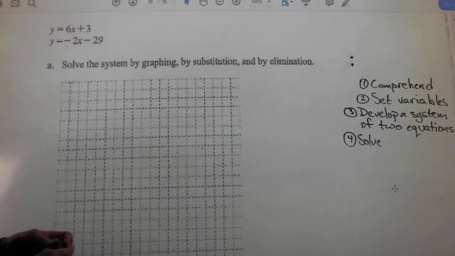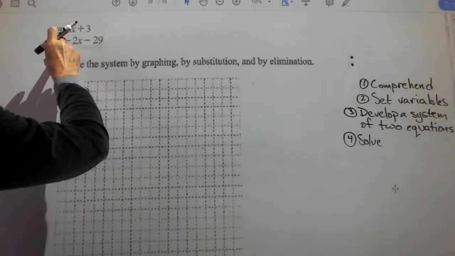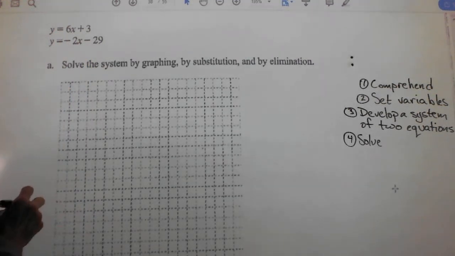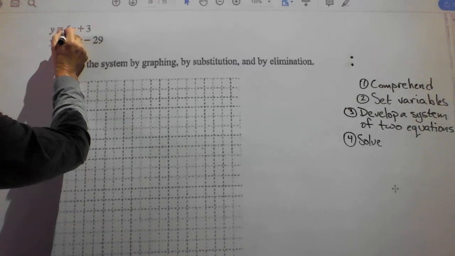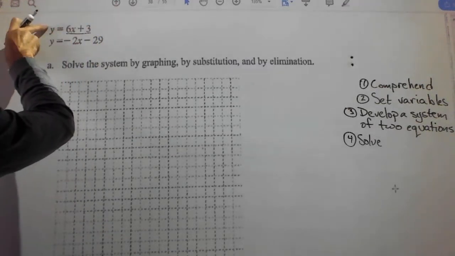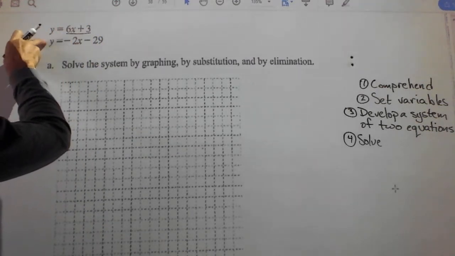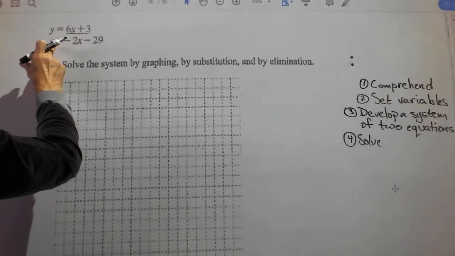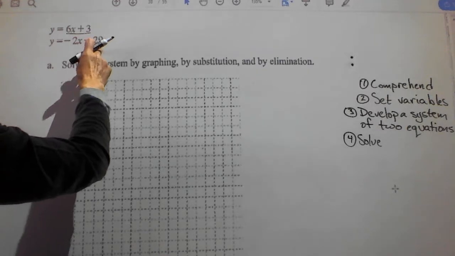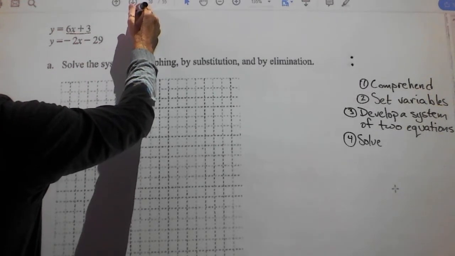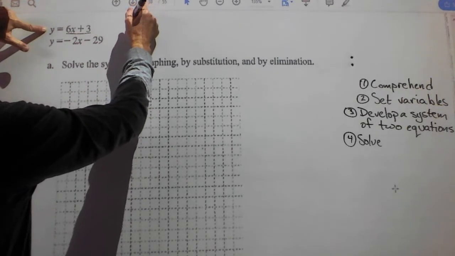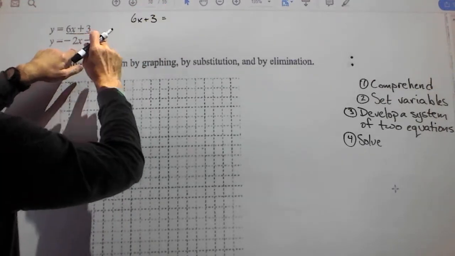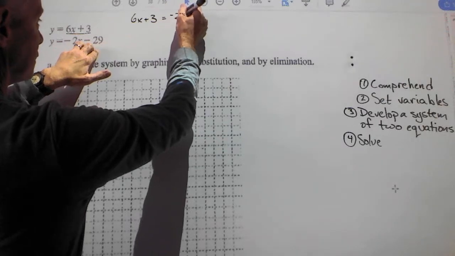We may as well do this. We'll do the substitution one. So both are isolated. Remember, the second step for substitution is you take the expression you have for y in the first one and you sub it in for y in the second equation. So instead of y equals negative 2x minus 29, we're going to write our value for y, 6x plus 3, equals negative 2x minus 29.